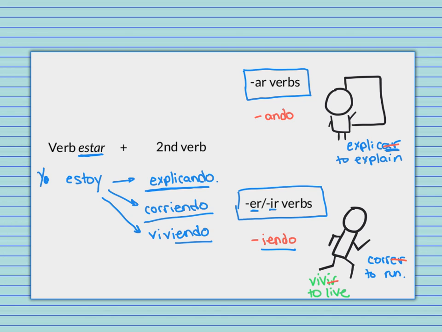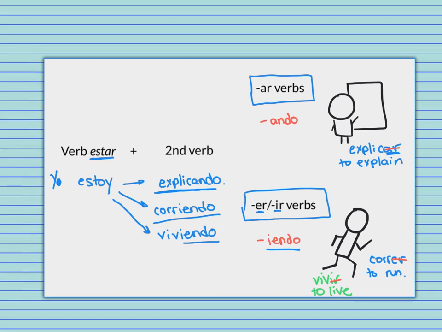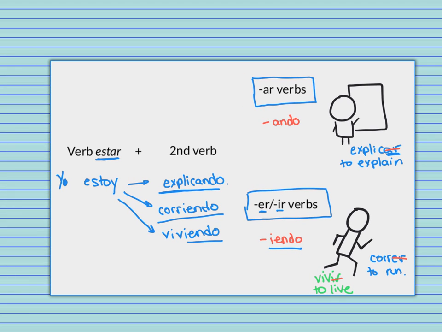And that is everything for the present progressive in terms of regular AR, ER, and IR verbs. I will be mentioning some exceptions on the website, but for now, this is all you need to know to conjugate regular verbs in Spanish in the present progressive.